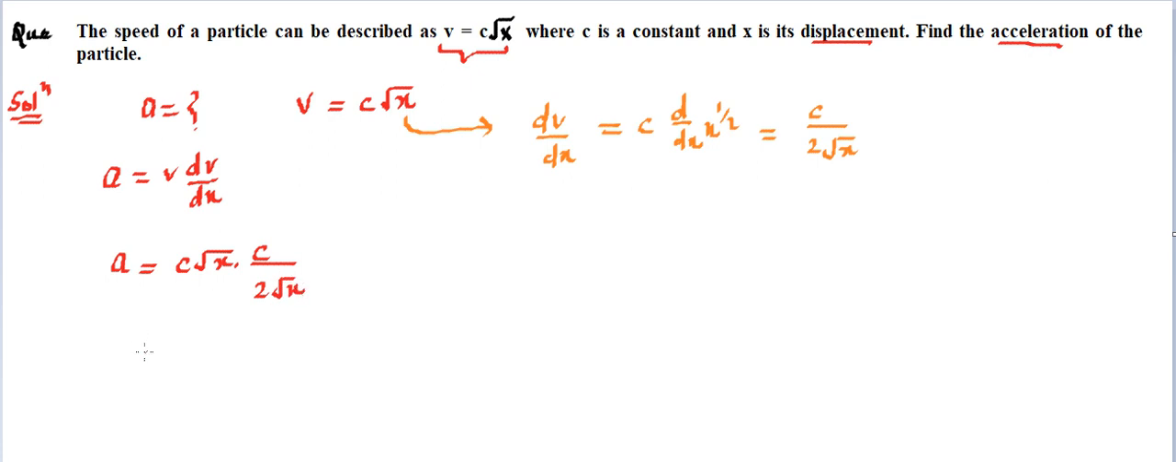Making sense? If we simplify it, root x gets cancelled out and the acceleration becomes C square by 2. So that is the acceleration of the particle. Finally we are getting a as C² by 2, which says that this is going to be constant. After solving we are able to know that acceleration is constant. Before solving the question, it was not said that acceleration is constant, and neither were we able to find out.